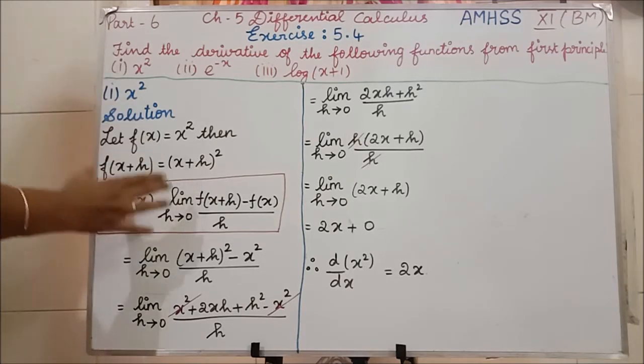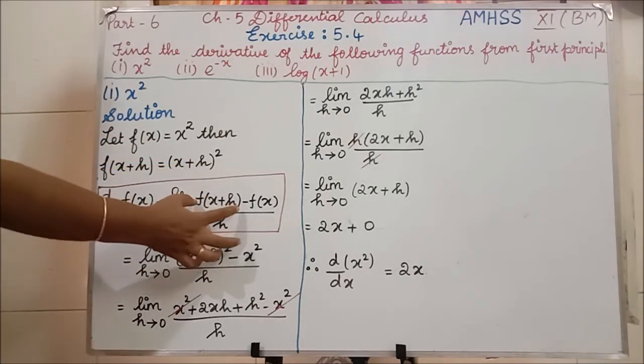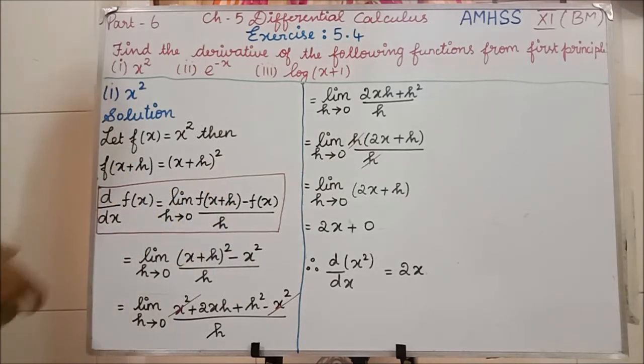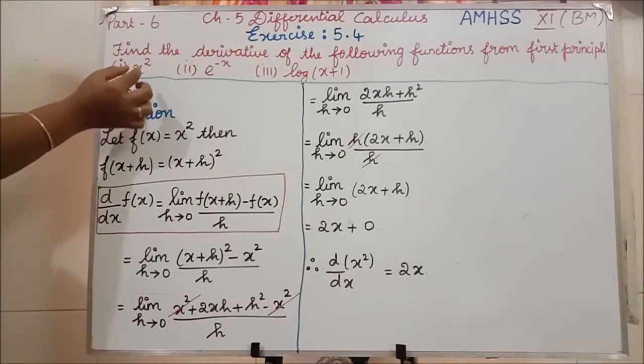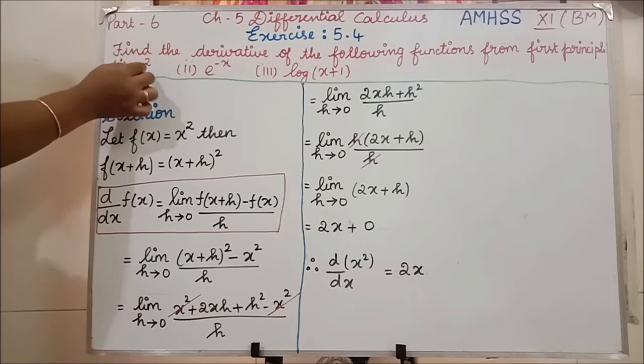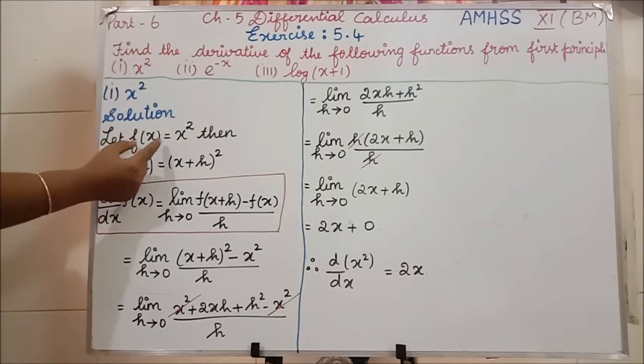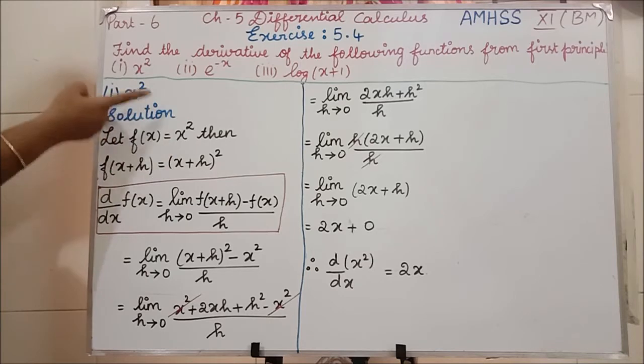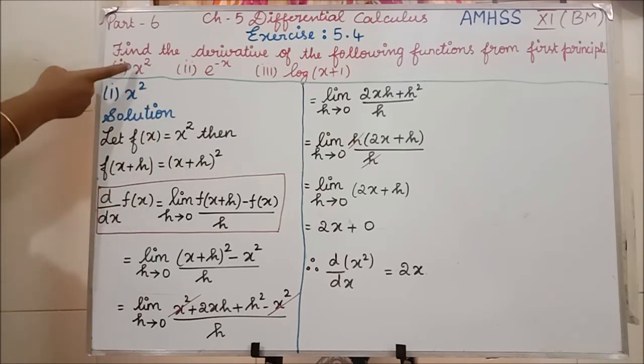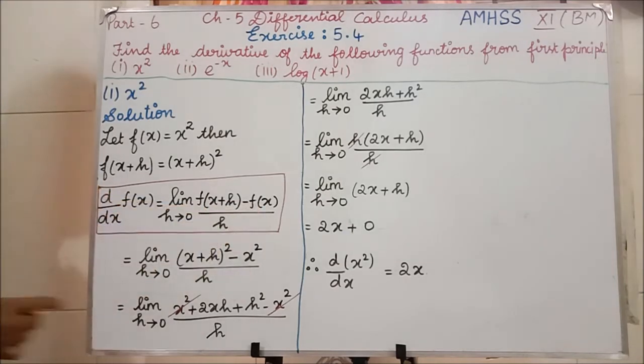So based on the formula, now we'll see. In the formula, what are the values we need? We need f of x plus h value and we need f of x value. So first we'll find that. Given function, the question, you have to take it as f of x. f of x equal to x square. That is our question. Here you have to take the question as f of x. Then we have got the value for this f of x.